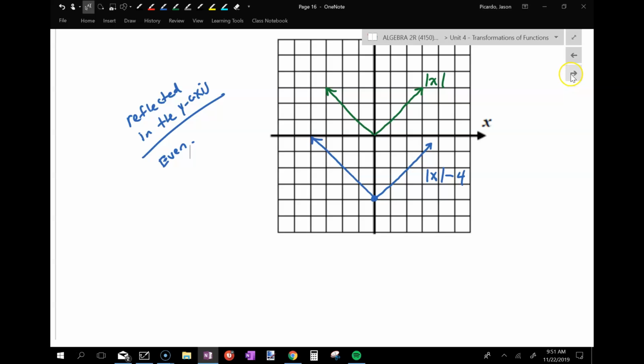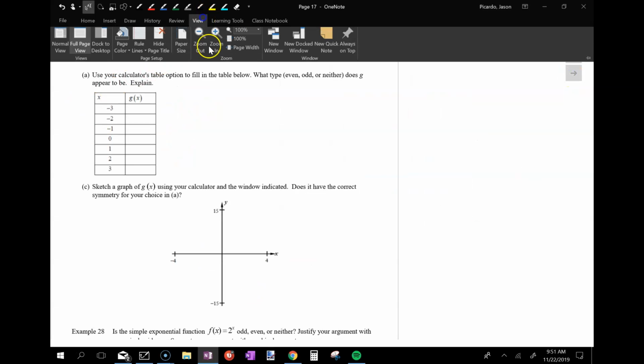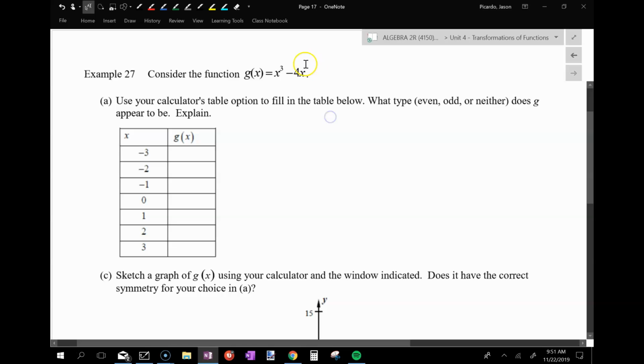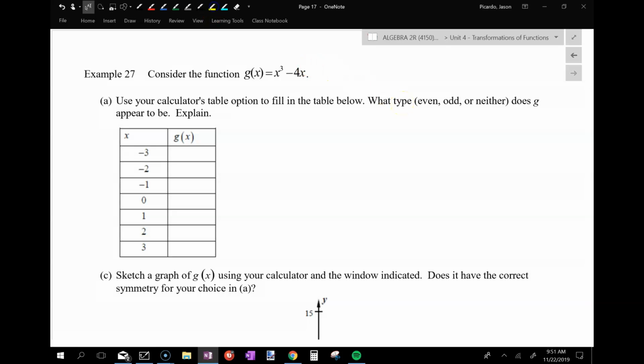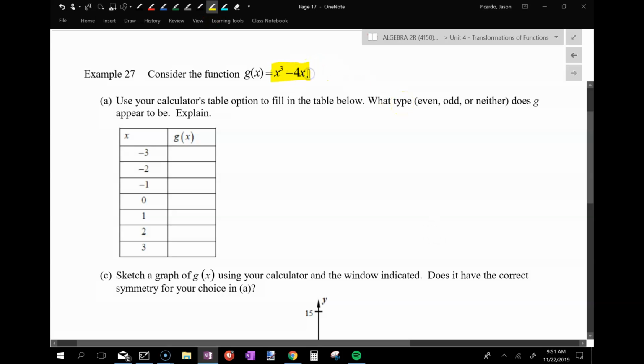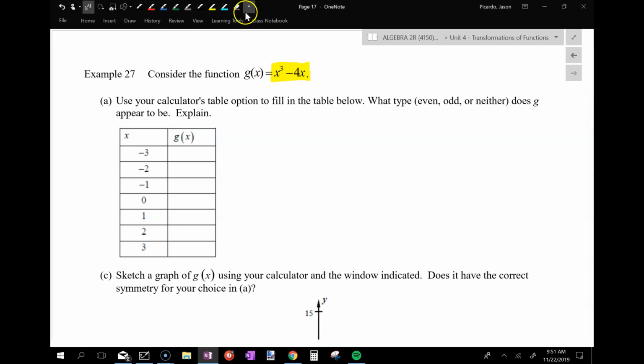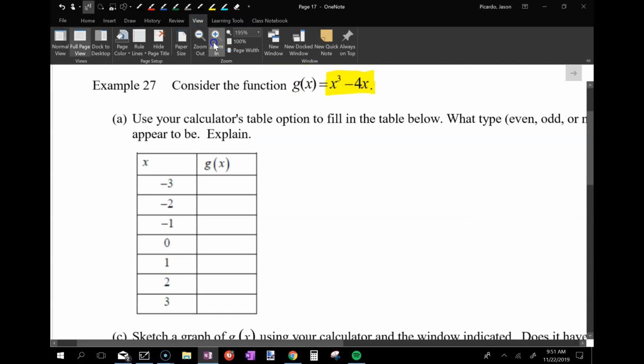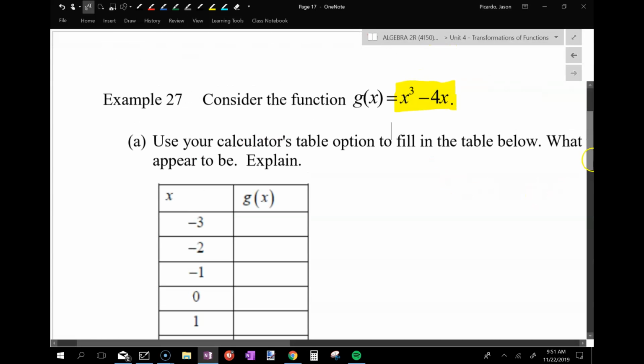All right, last bit. In your calculators, I want you guys to put that guy in right there, and let's fill out this table. So give me a table of values for that.